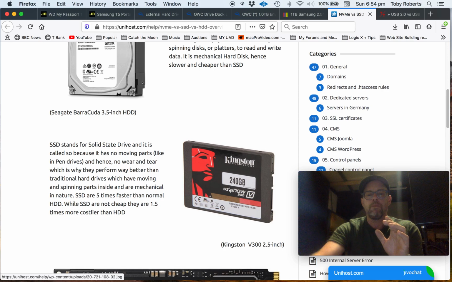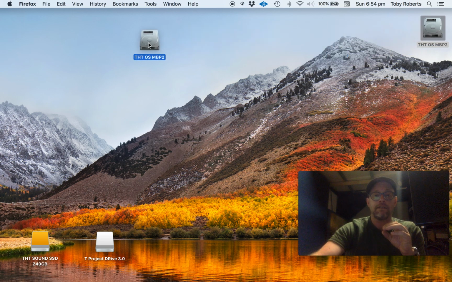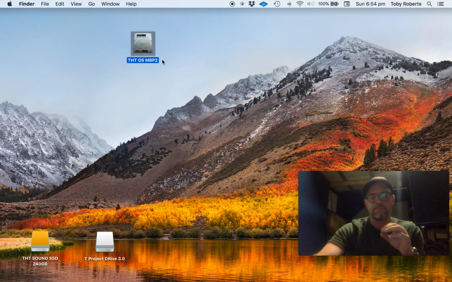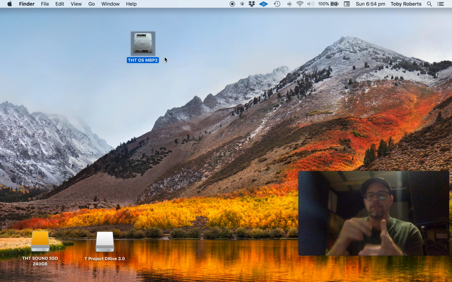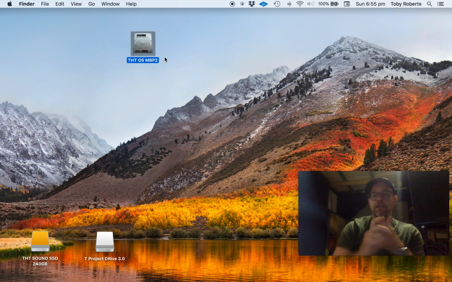So in our ideal scenario, I'm just going to close this down, we want our operating system, so this fella here, to be running the computer's operating system. In my case, I'm running High Sierra. It's also going to run Logic, and I'm going to run Logic with it on this drive.